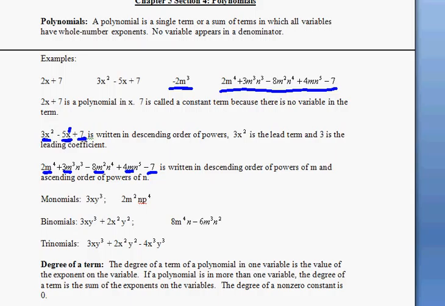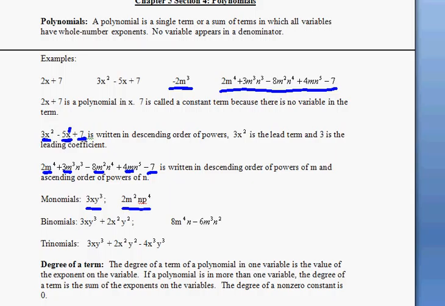Okay, the next couple are monomials. 3xy³ is a monomial because it's not separated by a plus or a minus sign. There's no second term. A polynomial in one term is called a monomial. 2m²np⁴, again, that's a monomial because it's only one term. It's not separated by a plus or minus sign. There's one term there. A one-term polynomial is a monomial.